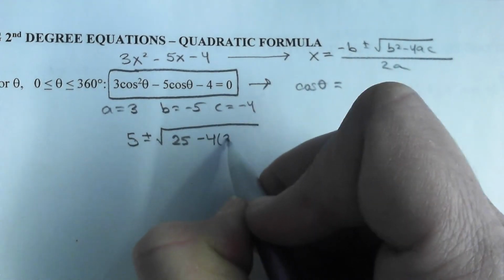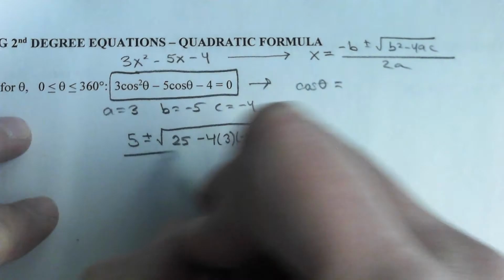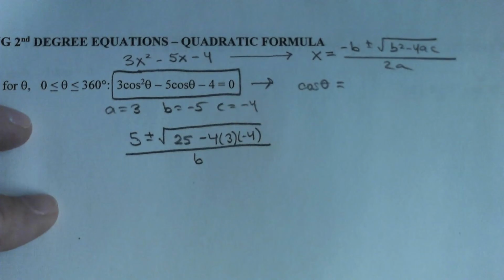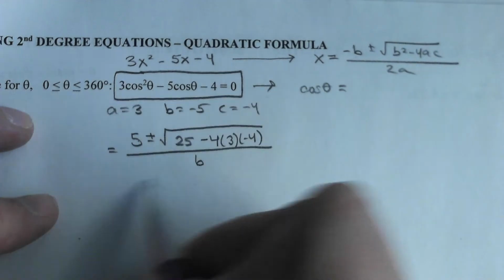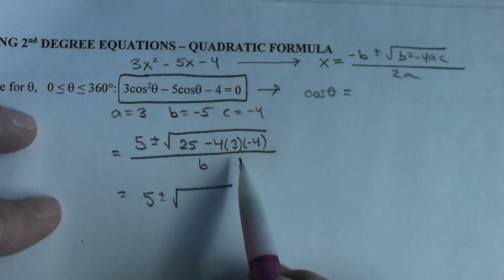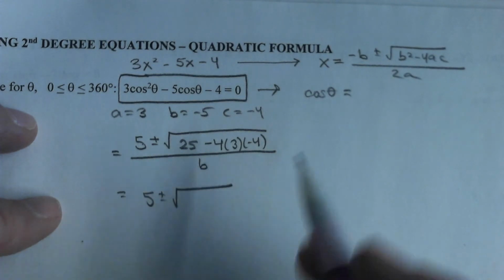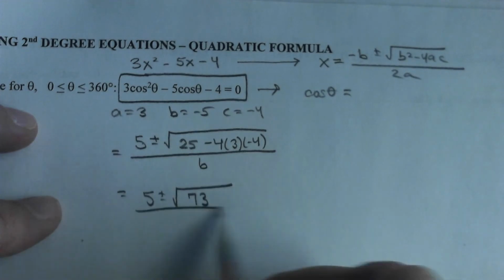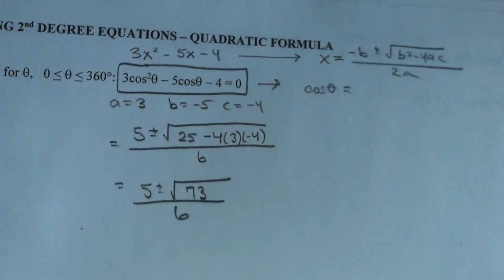Minus 4ac. And what's 2a? I usually do this in my head too. 6. So when we simplify this, 5 plus or minus the square root of, oh boy, 48, 58, 68, 73. Square root of 73, all over 2a. I don't trust myself. 25 minus 4 times 3 times negative 4.